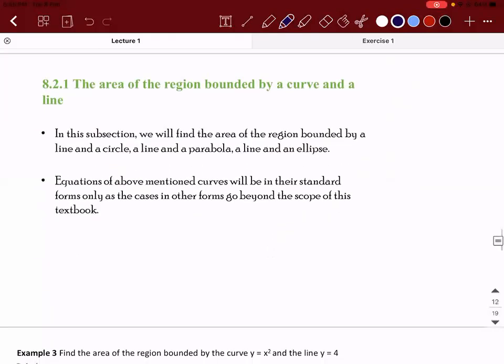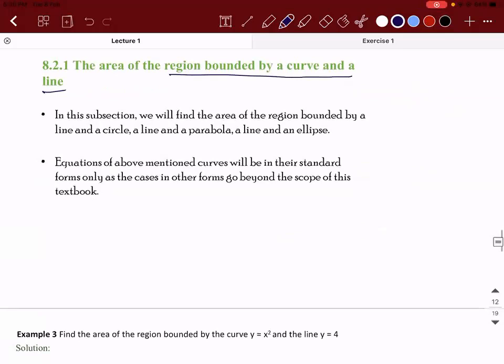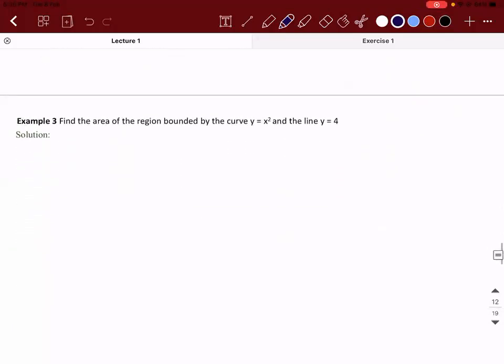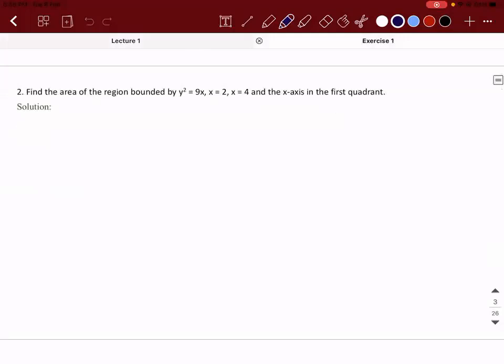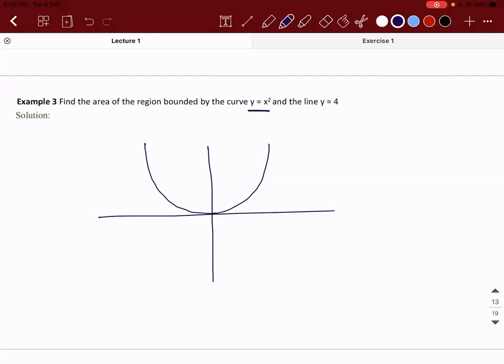Okay. The next is we need to find the area of the region bounded by the curve and line. So you have the curve y is equal to x square. So y is equal to x square is what? It is an upward parabola.